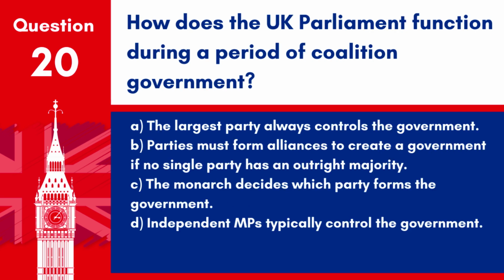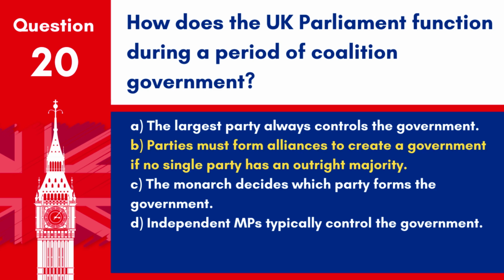Question 20. How does the UK Parliament function during a period of coalition government? A. The largest party always controls the government. B. Parties must form alliances to create a government if no single party has an outright majority. C. The monarch decides which party forms the government. D. Independent MPs typically control the government.